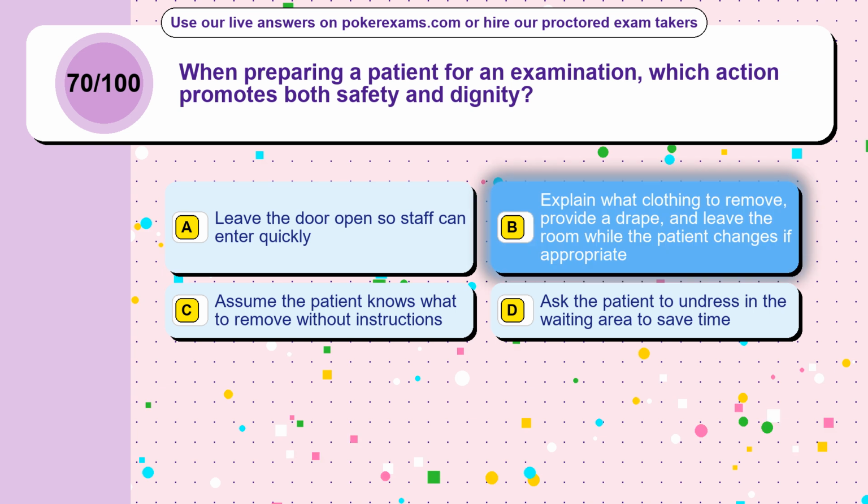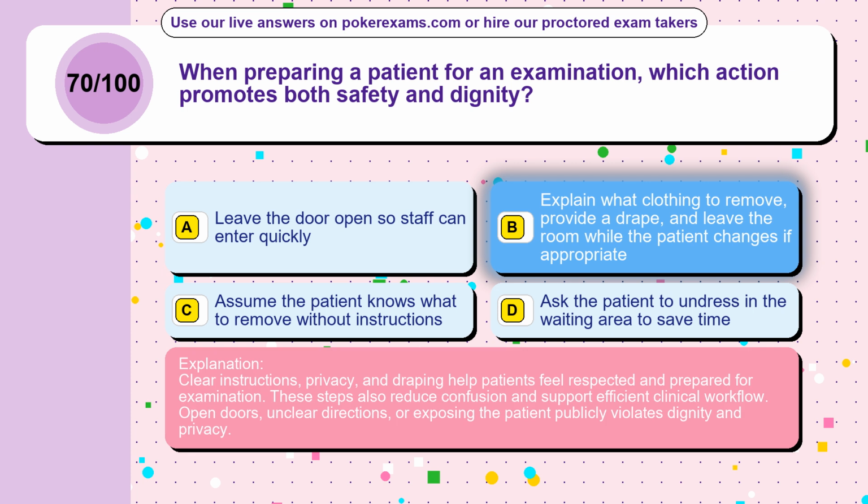The correct answer is option B. Explain what clothing to remove, provide a drape, and leave the room while the patient changes if appropriate. Clear instructions, privacy, and draping help patients feel respected and prepared for examination. These steps also reduce confusion and support efficient clinical workflow. Open doors, unclear directions, or exposing the patient publicly violates dignity and privacy.